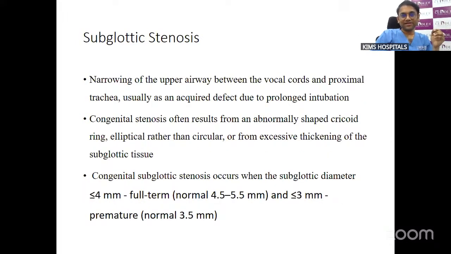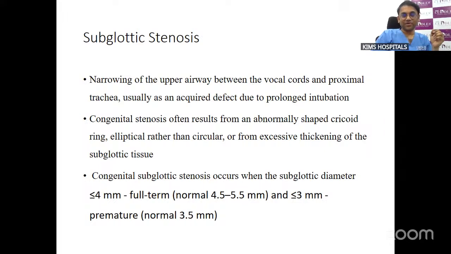The next important thing is subglottic stenosis. What is subglottic stenosis? Subglottic stenosis is the narrowing of the upper airway between the vocal cords and the proximal trachea. And usually, in the majority of cases, it's an acquired defect because of prolonged intubation. Sometimes we find babies having severe biphasic stridor who have never been intubated. Then we should think of congenital stenosis.